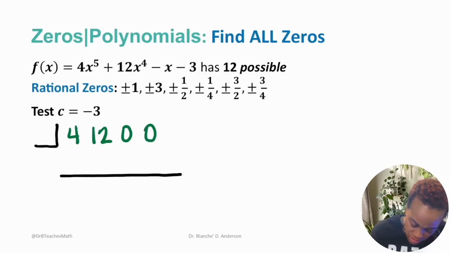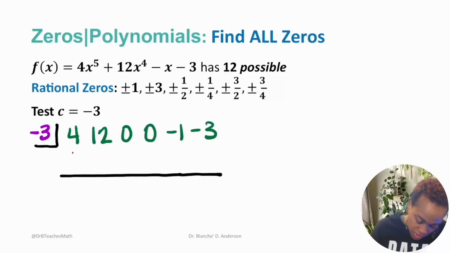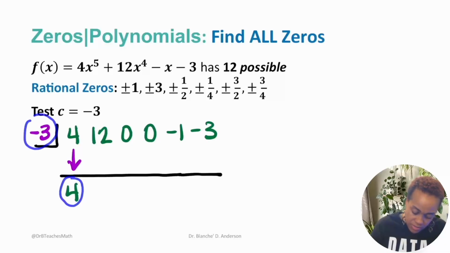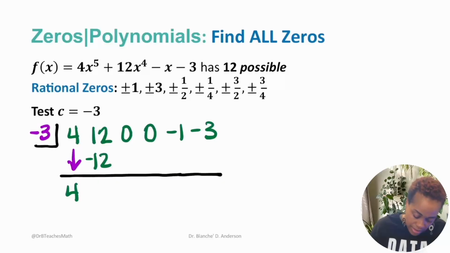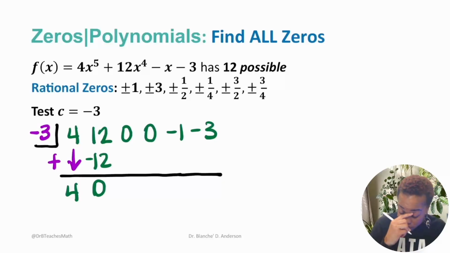So 0, 0, -1, -3, and then draw that, and then our C goes here. First number comes down. You have 4. Okay, let's keep going. 4 times -3 is -12. Sorry, that's not the right color. -12, right? Oh, and these are added. So 12 plus -12, we know that that's 0. So far, so good.